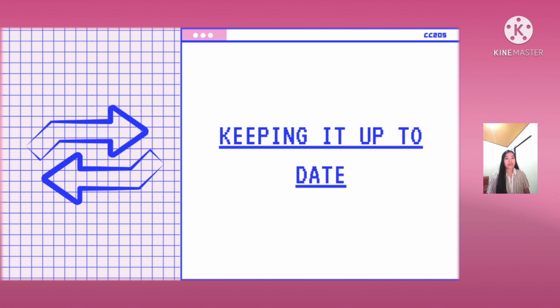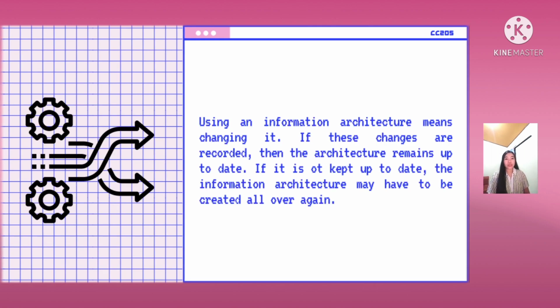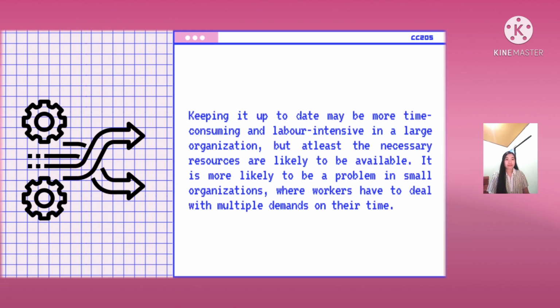Keeping up to date. Using an information architecture means changing it. If these changes are recorded, then the architecture remains up to date. If it is not kept up to date, the information architecture may have to be created all over again. Keeping up to date may be more time-consuming and labor-intensive in a large organization, but at least the necessary resources are likely to be available. It is more likely to be a problem in small organizations where workers have to deal with multiple demands on their time.